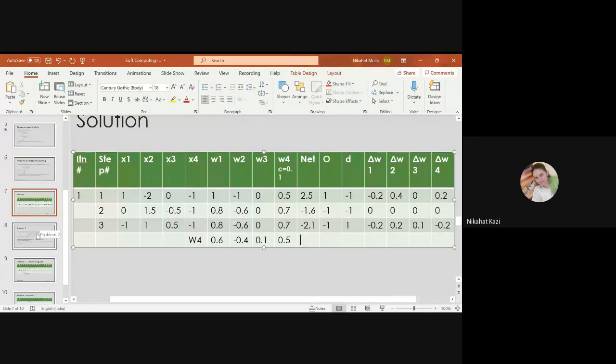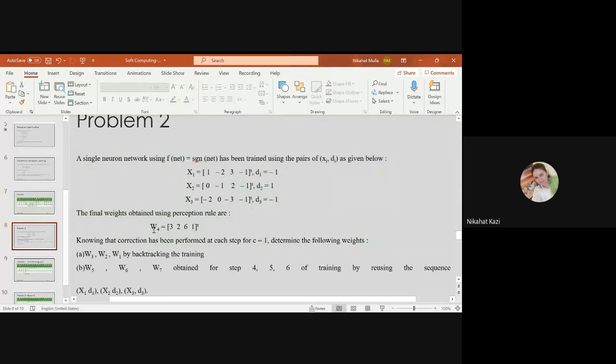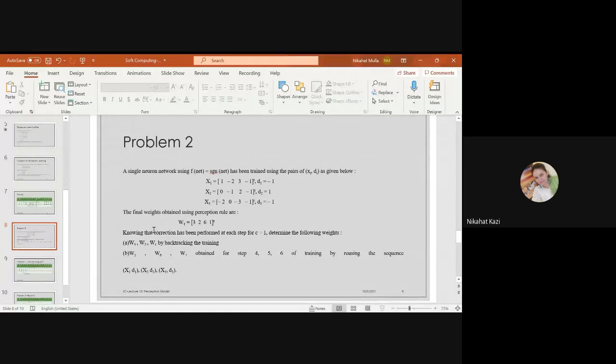So the next problem I have chosen is a little different. So I have included this problem here. We'll solve this problem. So look at the question.